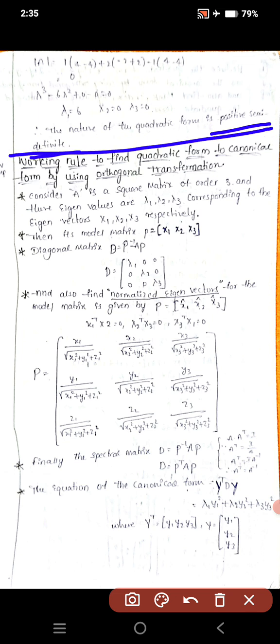In this video, once again recall what we had to learn: how to convert to canonical form. From this, what is the rank of the matrix, the index, and the signature of the quadratic form. Next, what is the nature of the quadratic form: positive definite, positive semi-definite, negative definite, negative semi-definite, indefinite. So these are understood.